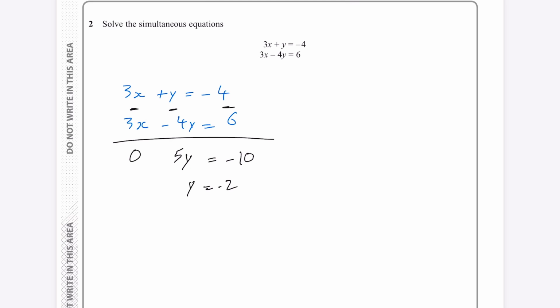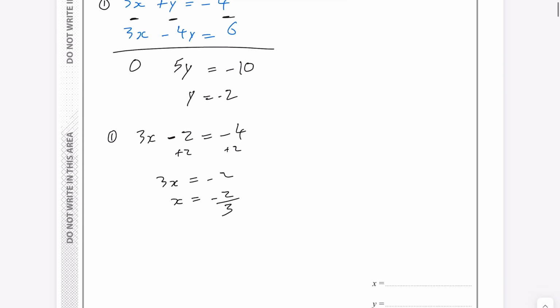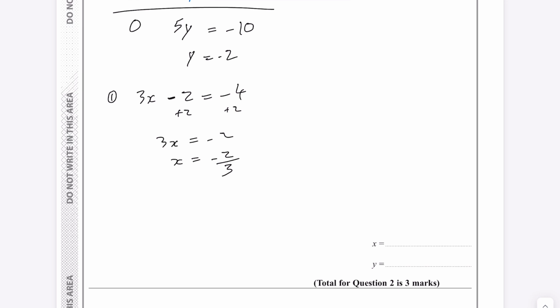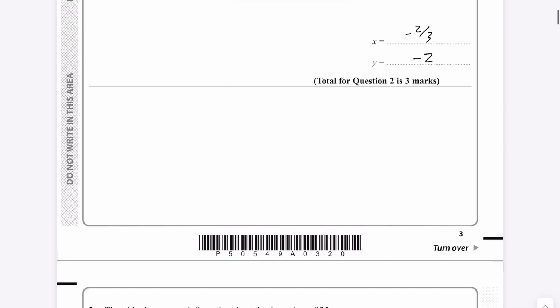Now we're going to substitute that back into one of these equations. So let's just pick this equation. We have to put a 1. So if I get equation 1, that's going to be 3x minus 2 is equal to minus 4. And if I add 2 to each side, that means 3x is equal to minus 2, which means x is equal to minus 2 over 3. So x is equal to minus 2 over 3. Write that there. And y is equal to minus 2.